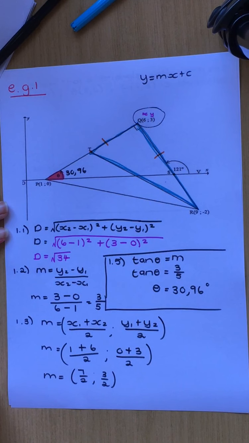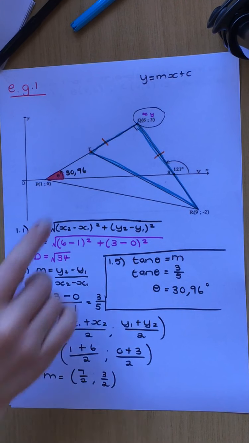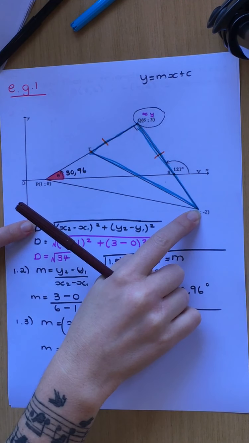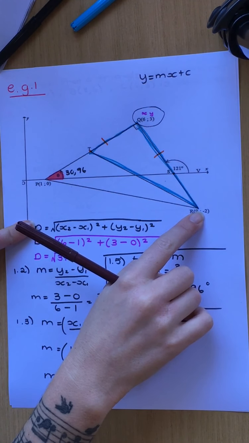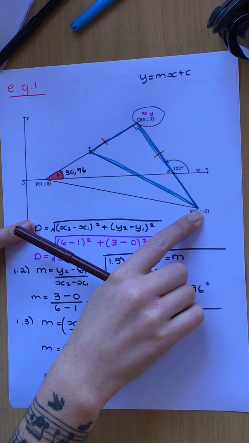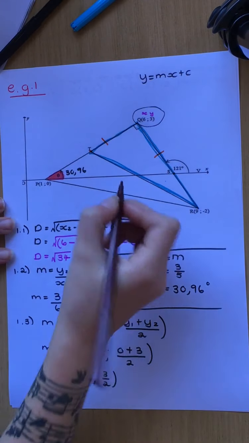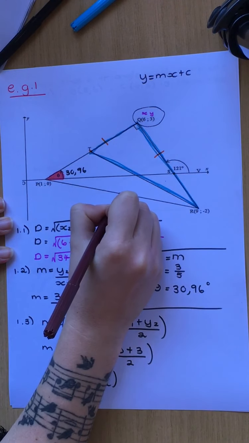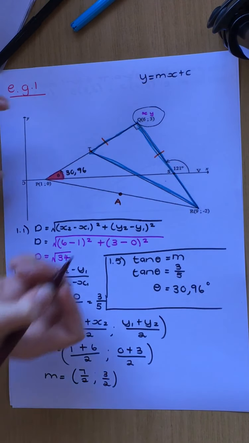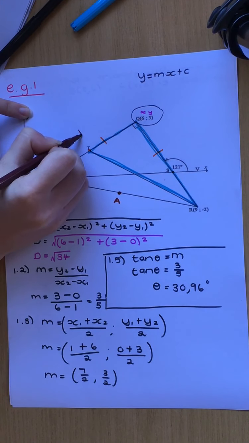Determine with reasons the gradient through line T and the midpoint of PR. So they want the gradient of the line through T and the midpoint of PR. Okay, so that's two separate questions there. Oh, okay, sorry. No. So they want a midpoint. So let's put the midpoint here. Let's call this A. Okay. Then they want the gradient of this line.